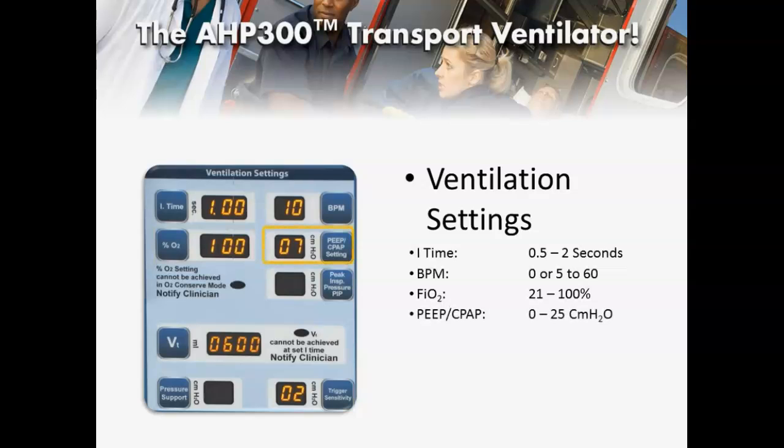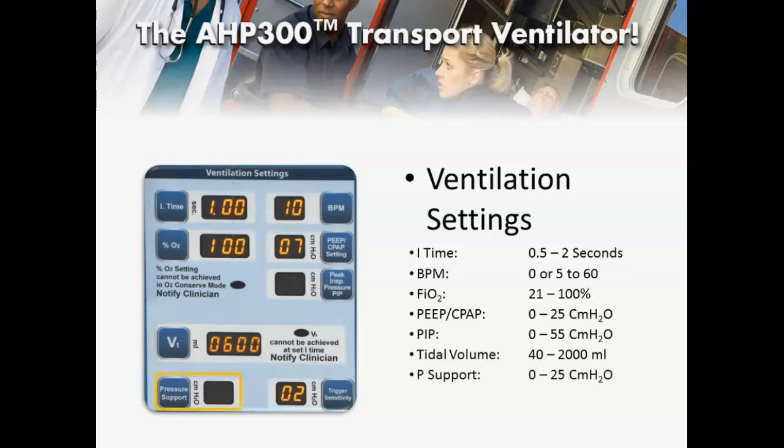Moving on to the right, you will see the CPAP setting, which has a range of 0 to 25 centimeters of water. Below this, you will see the field for peak inspiratory pressure. When the appropriate mode is selected, this field will light up, and it has a range of 0 to 55 centimeters of water. Similarly, when a volume control mode is selected, the tidal volume field will light up below and will allow the user to input tidal volumes from 40 to 2,000 milliliters.